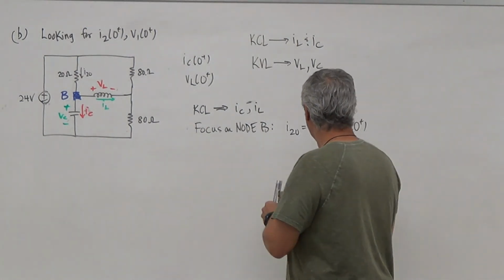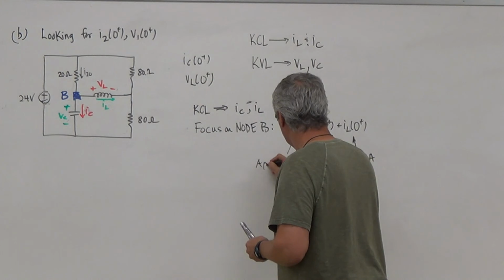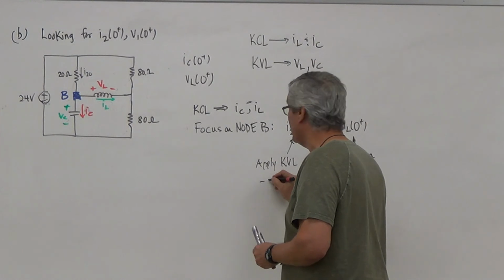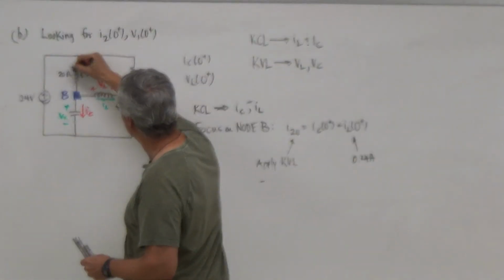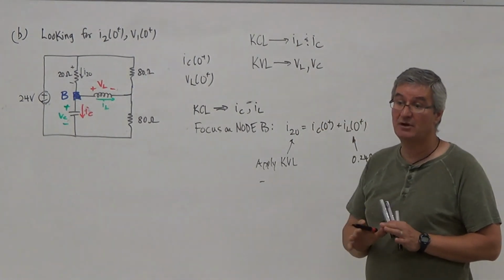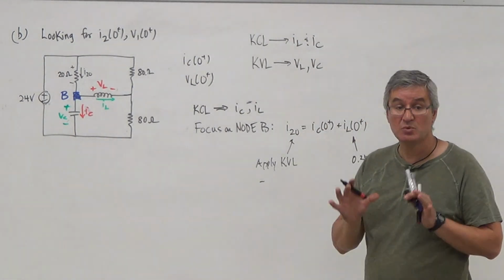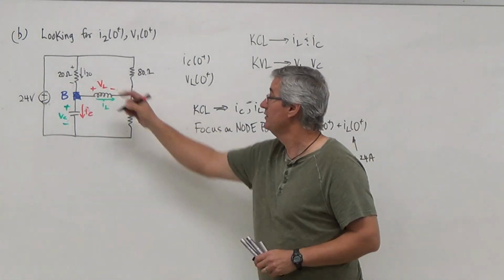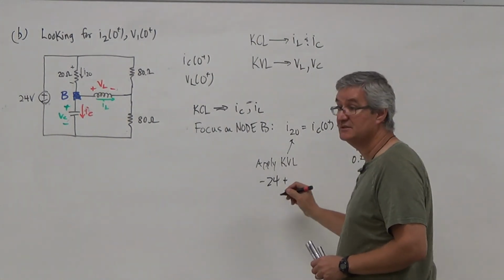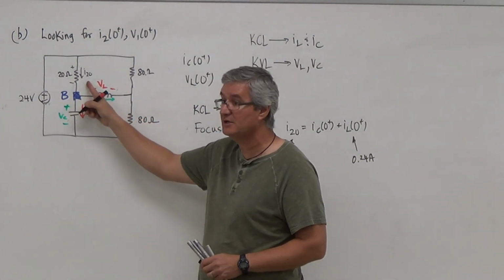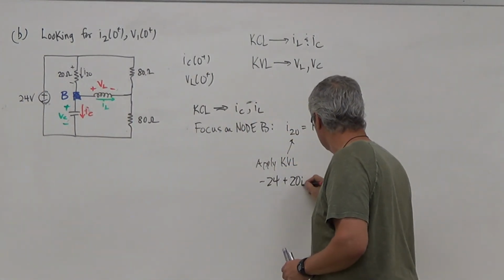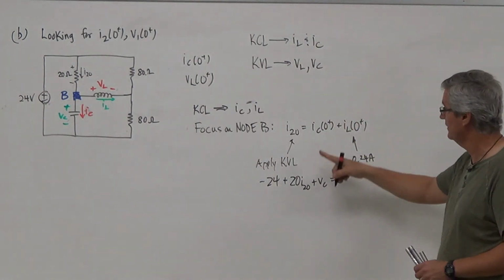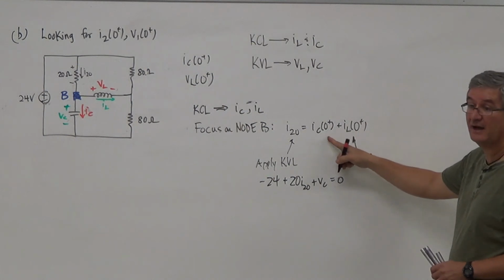So what I'm doing here is applying KVL. And if I apply KVL, you'll see that you get minus what? Look at the polarities here. By the way, the polarities are super important. You gotta really pay attention to them now. So if you do this, you're gonna get minus 24, plus the voltage across here, but that should be 20 times I-20. So I get minus 24 plus 20 times I-20 plus the voltage of the cap equals 0. I got the current.